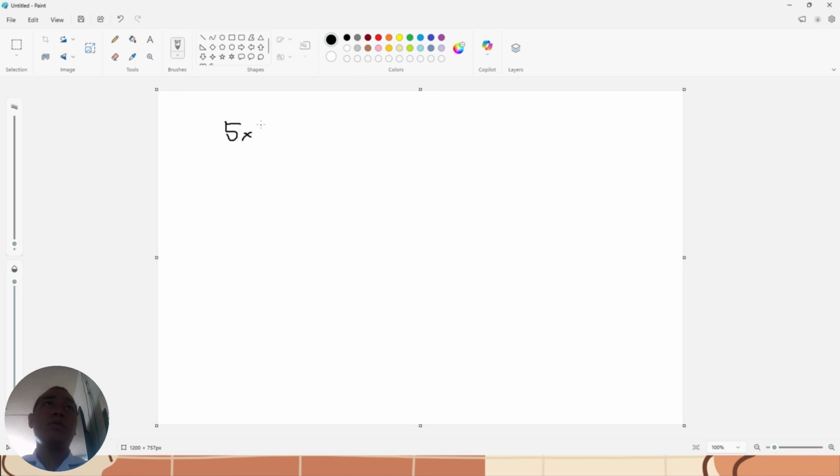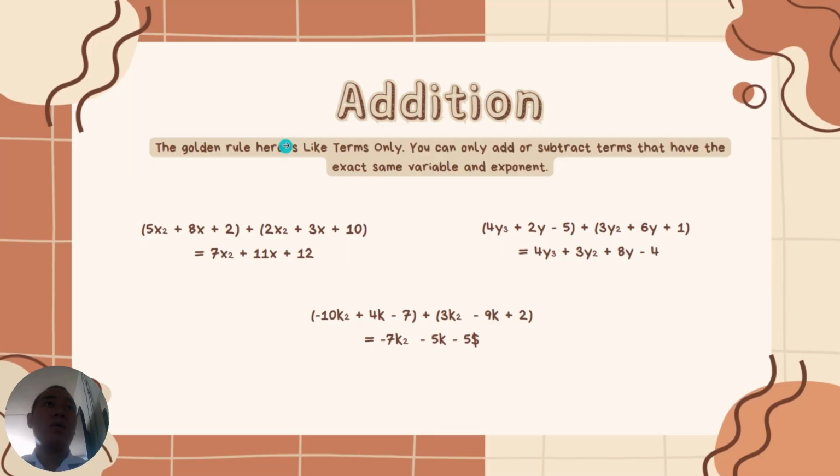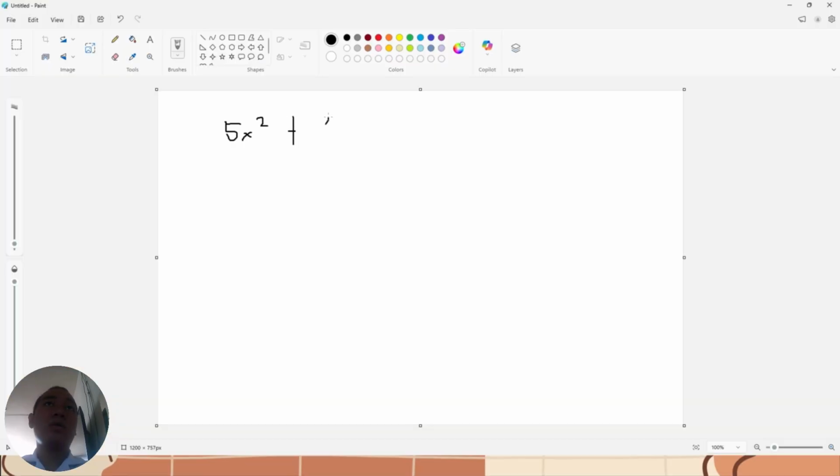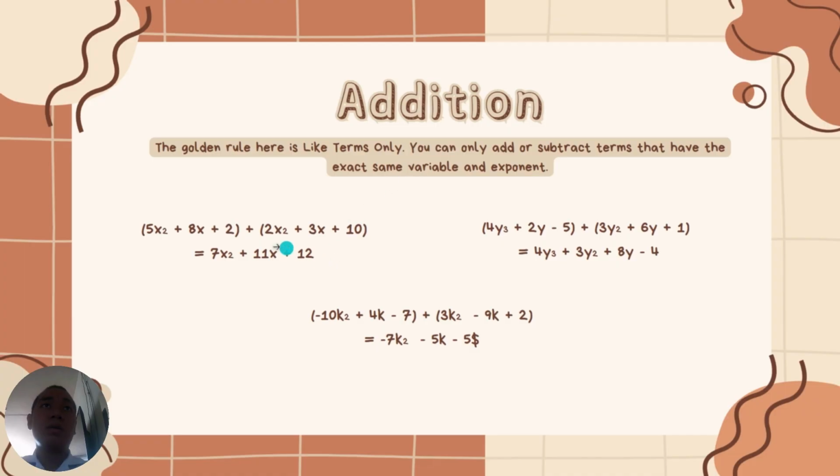Five x squared plus 8x plus 2, our first term. Then here, 2x squared plus 3x plus 10.